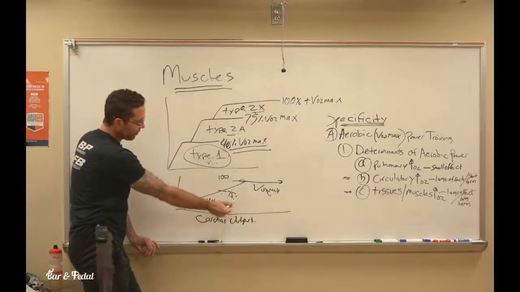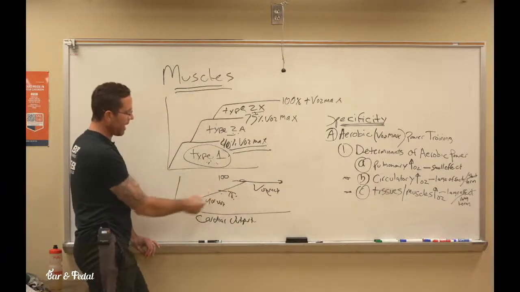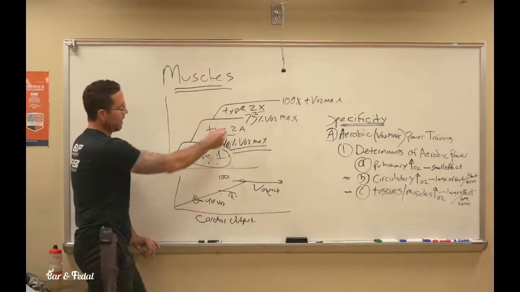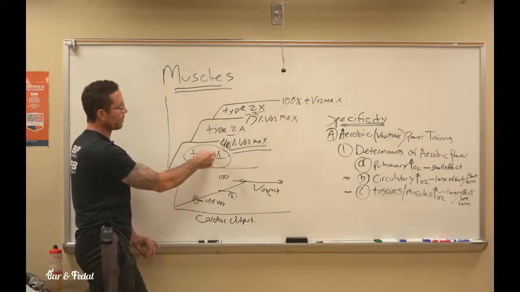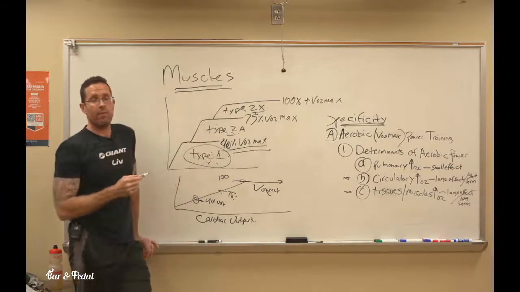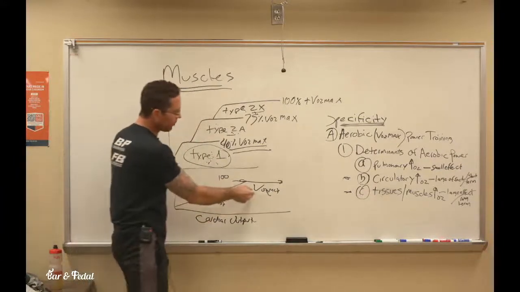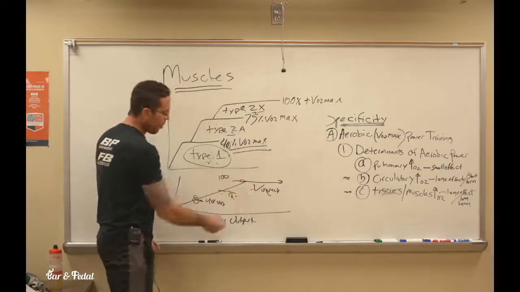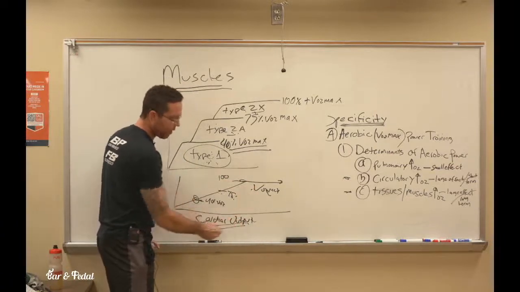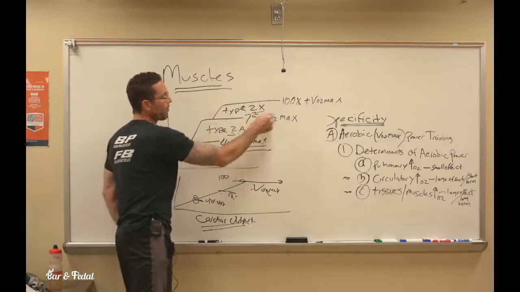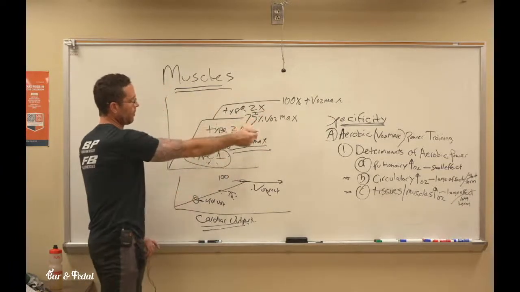Our circulatory system at 75% gets a bigger training effect. And then we also are training our type 1s and type 2As at 75%. Well, what if we go higher? What if we go up to 100%? Even more of a workout for our circulatory system, even more of a workout for our muscle fibers.